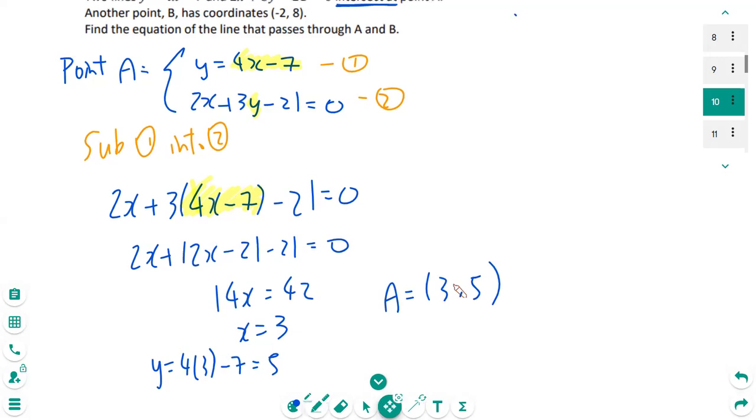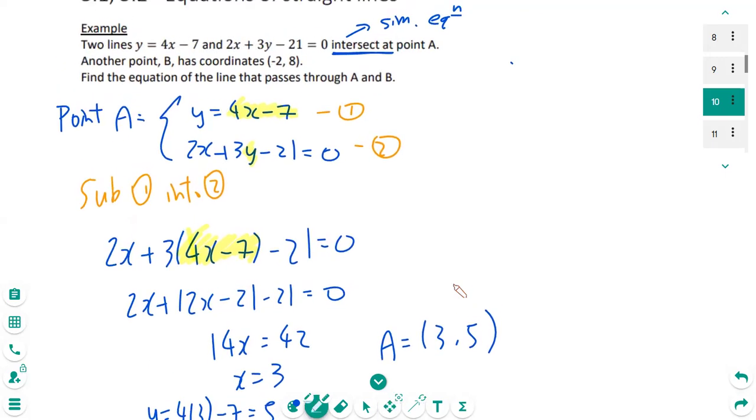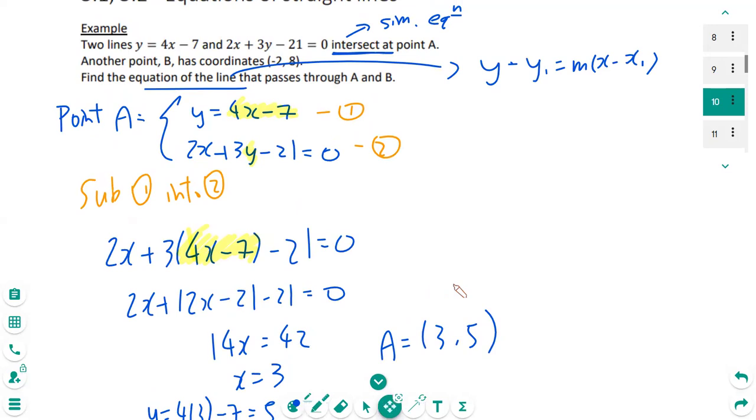How does that help us? To find the equation of the line, remember, we need two things. y minus y1 equals m(x minus x1). We need a gradient and we need a point. Do we have a point? Yes. Actually, we've got two points, point A and point B. The next thing we need to find is the gradient. So the gradient, B is (-2, 8).